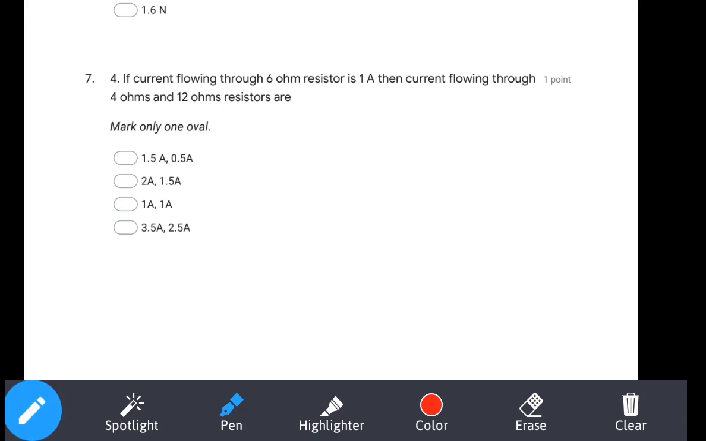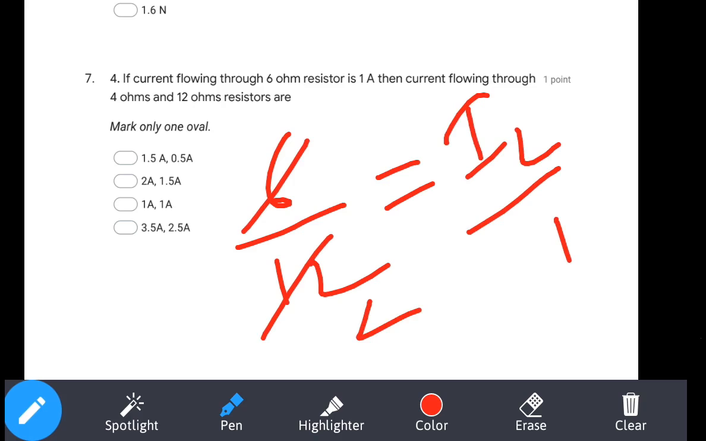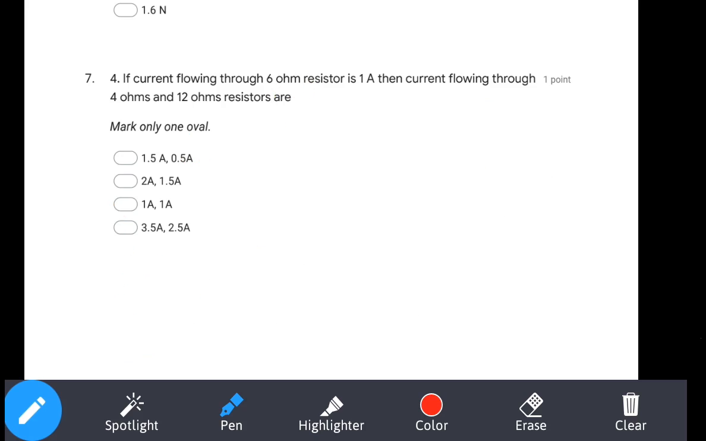Next one, let us see this 12 ohms. R1 value 6, R2 value 12, I2 value we have to find. I1 value is 1. 2 6s are 12. So it goes here as 1 by 2. 1 by 2 means 0.5. So 1.5 and 0.5, it is option number A.